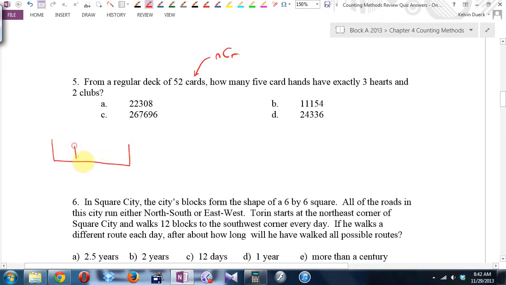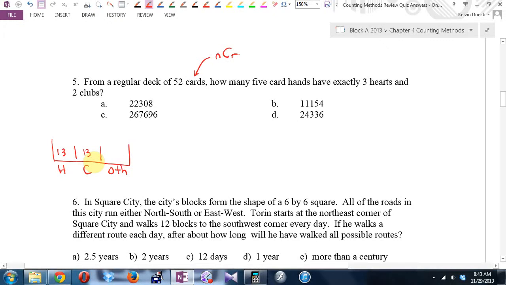What's my bucket going to look like? There's going to be 3 groups: hearts, clubs, and others. How many hearts are there in the deck? Grand total, 13. How many clubs are in the deck? Grand total, 13.